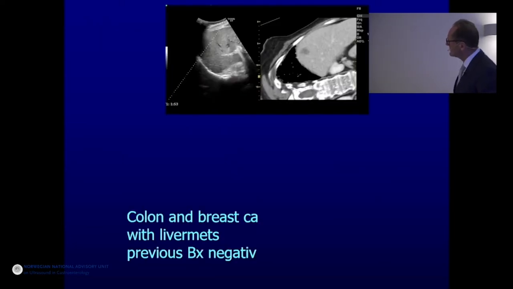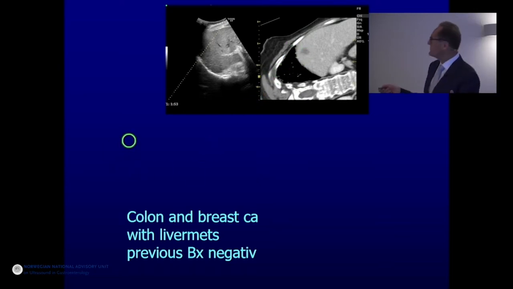So here's a case. This patient had a previous history of both colon and breast cancer, and there was a mass on the CT very high in the dome of the right liver. You can imagine, if you know ultrasound, this could be difficult to see on ultrasound. And indeed it was. It's somewhere up there because it is up under the diaphragm, you don't see it.